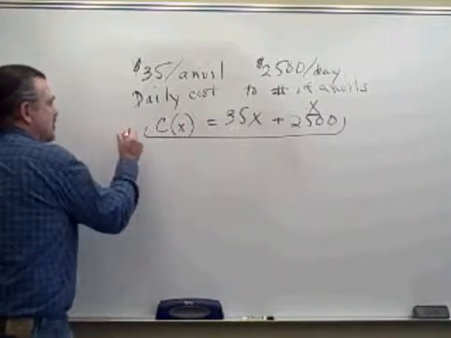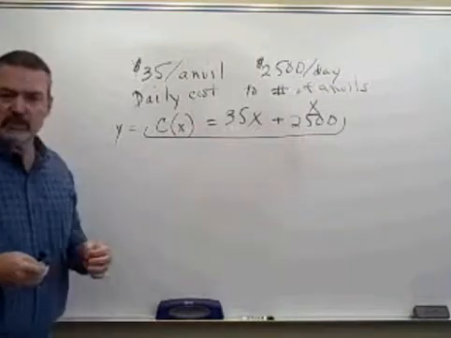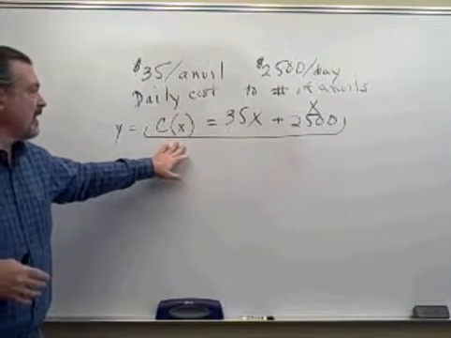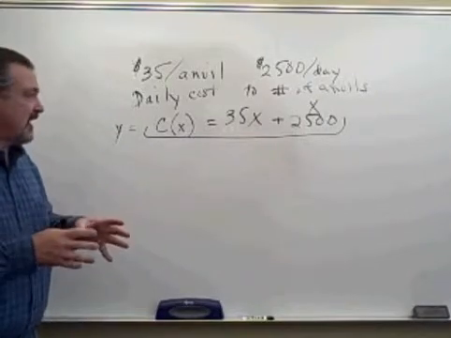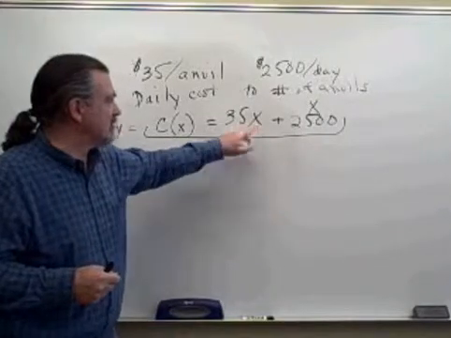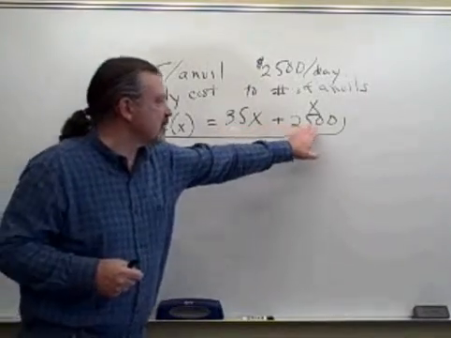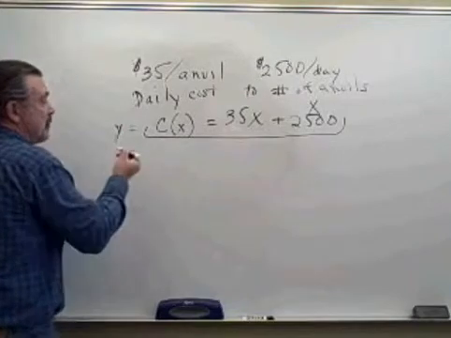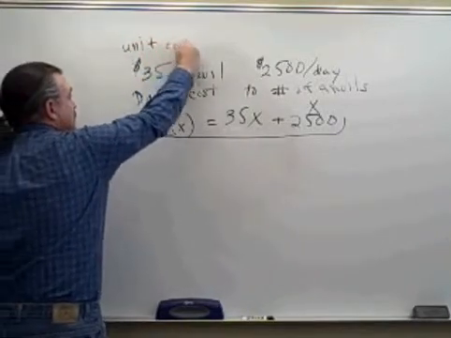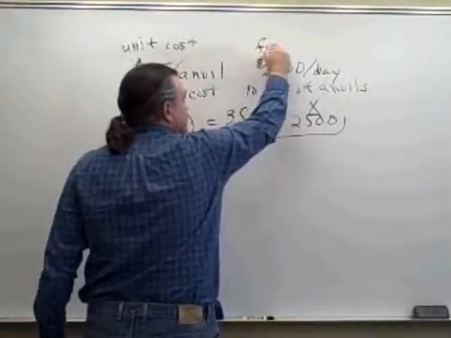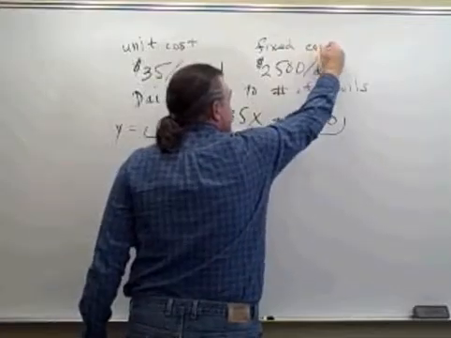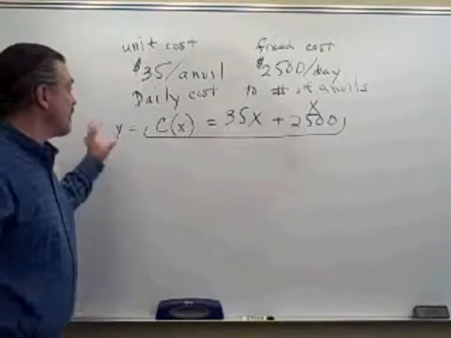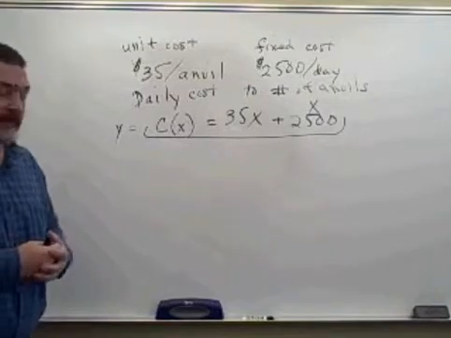Remember, C of X is just another way of saying Y. So we've really just created a linear equation in two variables, but we're using the special function notation, C of X. So the cost for production for the day depends upon how many anvils we make times $35 per anvil plus $2,500 daily costs. In the business world, this $35 would be what we refer to as the unit cost. And the $2,500 would be referred to as what we call the fixed cost. It's fixed at $2,500 a day, no matter how many anvils we make. So this gives us a cost function, a cost equation that we can use.